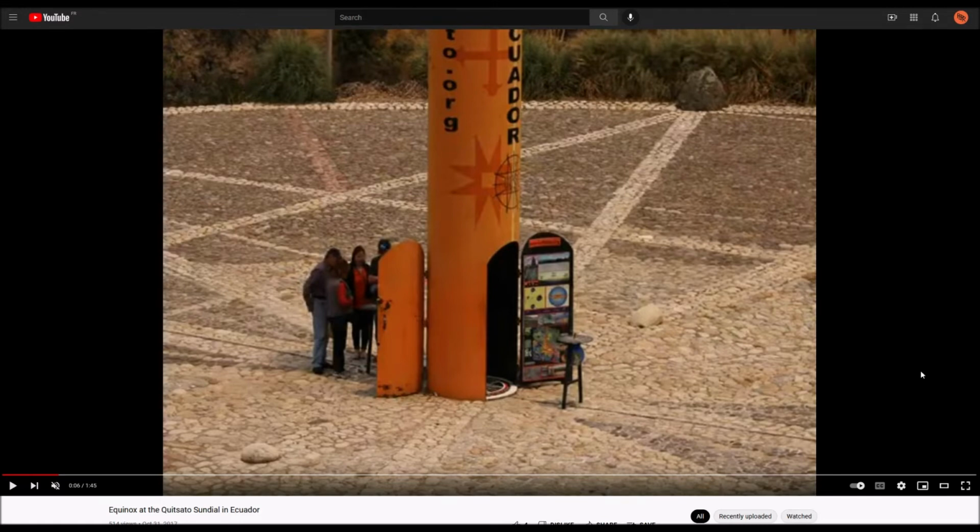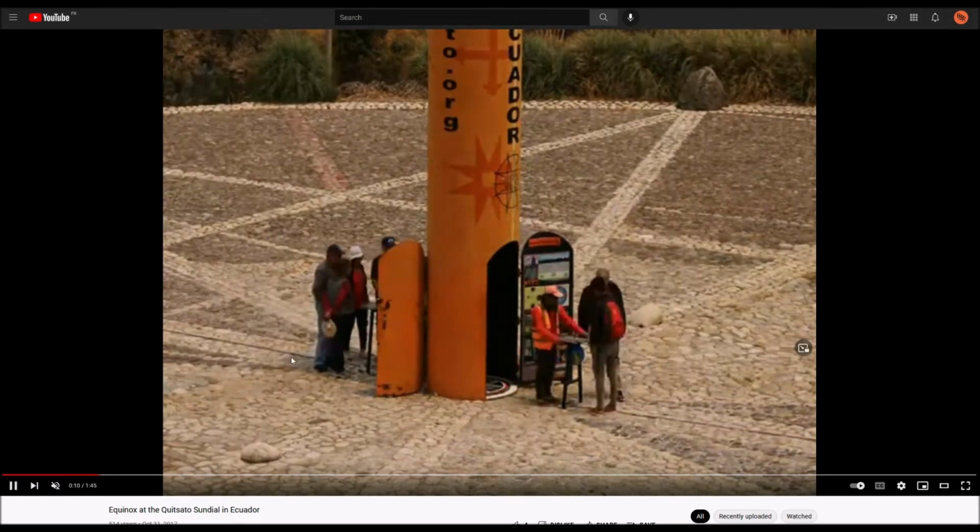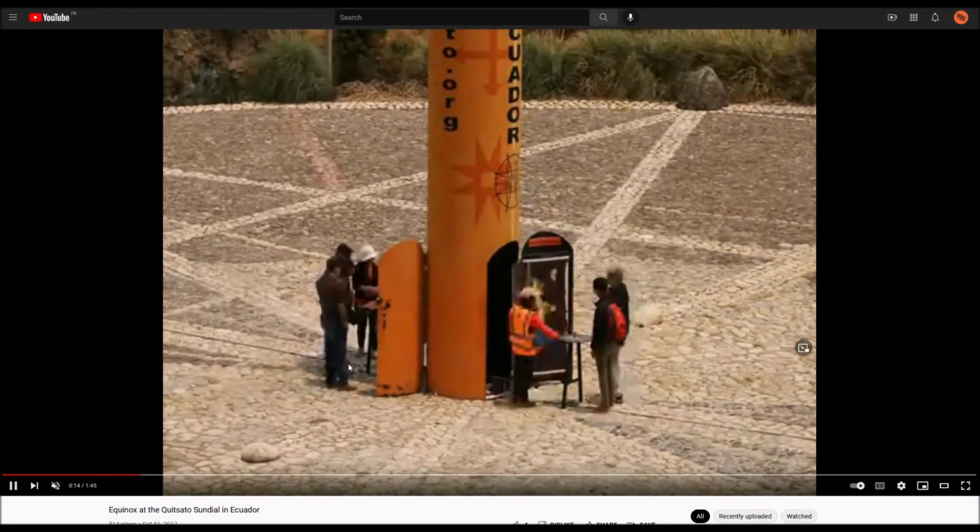What we see here is a video taken in the town of Quitsato in the country of Ecuador. It is right on the equator, this town. And on the equator, they have a monument, a kind of a hollow column with doors, and you can step inside there and look straight up. And what happens is on the equinox, the sun is directly overhead, and it brings a light straight down inside there. And if you're outside, what you see is the shadow of this column gradually moving towards the column, so the sun's shining this way down on it.